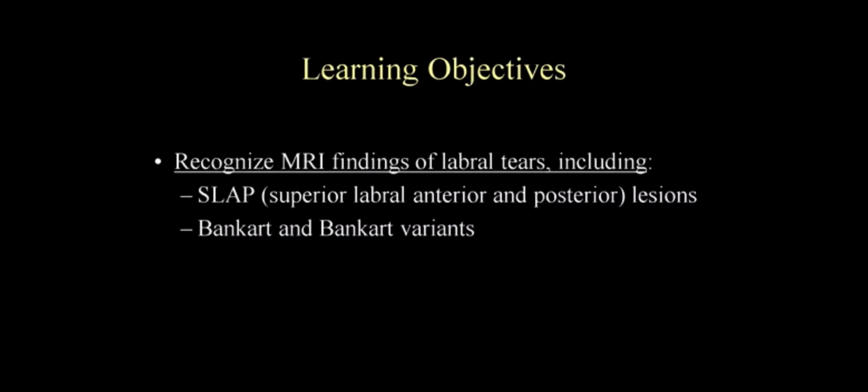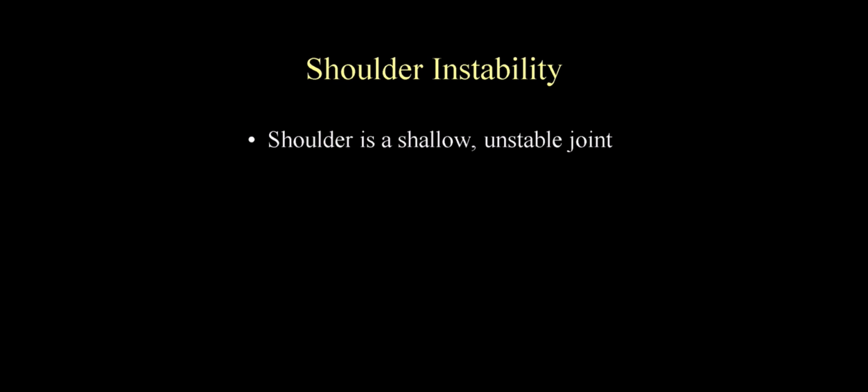For these learning objectives, we're going to look at the MR findings of labral tears. Specifically, we're going to look at SLAP tears, which stands for superior labral, anterior and posterior, Bankart lesions, and a couple variants. And then we're going to talk in the context of instability.